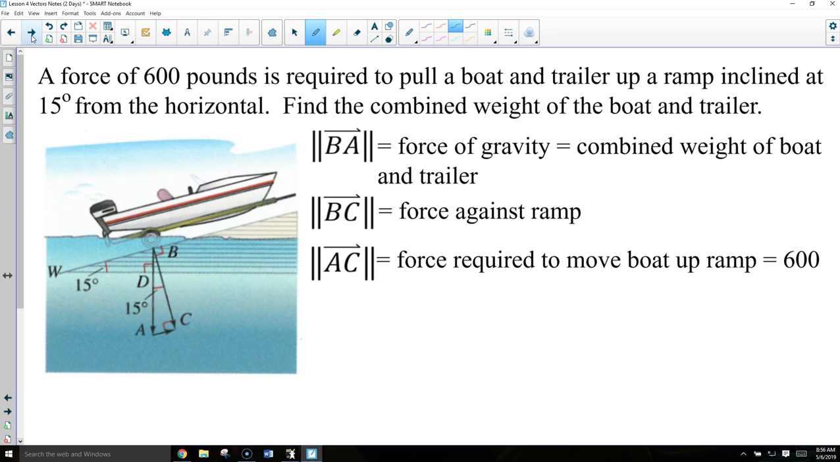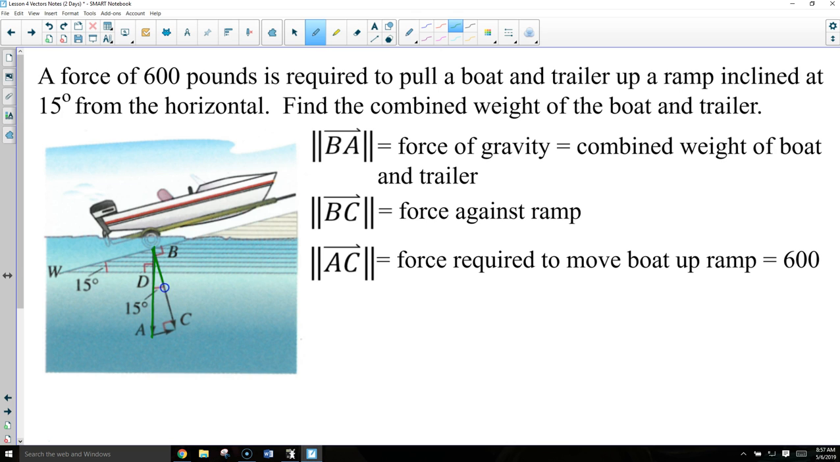So here for our last slide, we see that we have a boat at a boat ramp. A force of 600 pounds is required to pull the boat and trailer up a ramp inclined at 15 degrees from the horizontal. So we can see here at angle W, they labeled that as 15 degrees. Find the combined weight of the boat and the trailer. So what they did is they drew in a few extra vectors for us. They tell us that vector BA, so this vector here, is the force of gravity. In other words, that tells us the combined weight of the boat and the trailer.